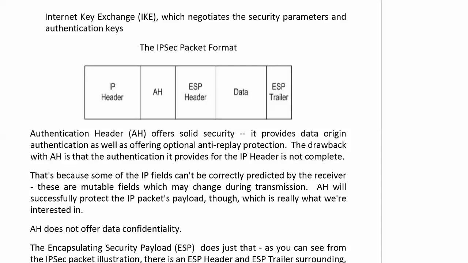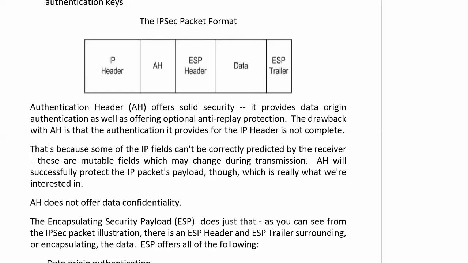Because with GRE, the tunnel is very simple, as we talked about. And the thing is, there's no negotiation of values before the data is actually sent. There's none of that, but there is some of that with IP security. And again, it's the IKE, the Internet Key Exchange, that negotiates those parameters and the authentication keys. Now, I'm not going to really pick on Authentication Header because it offers solid security. It provides data origin authentication. We like that.